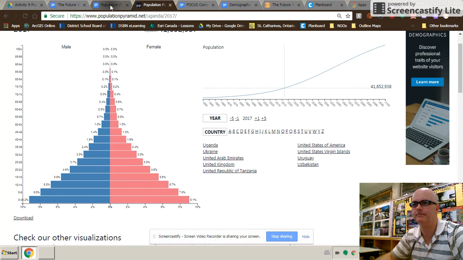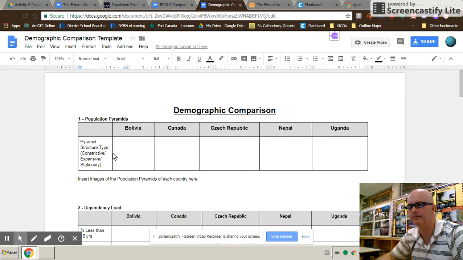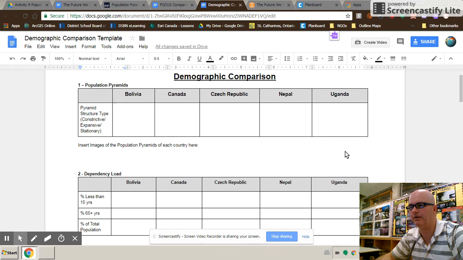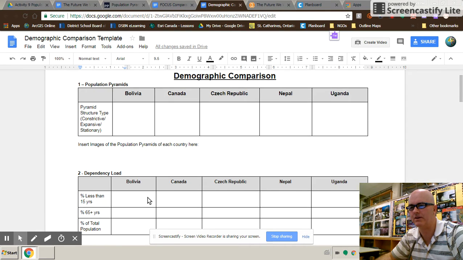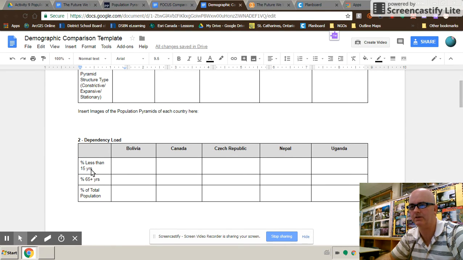Back here. So we get pictures of the population pyramids. Then we have to calculate the dependency load. So you need to look at those population pyramids and find out what percentage is less than 15, what percentage is over 65. Add those two together, and that gives you your total percent of dependency load.